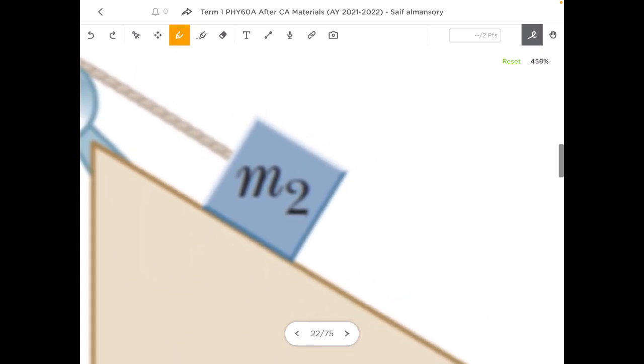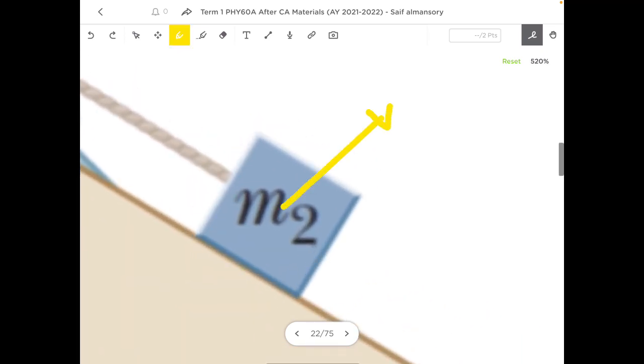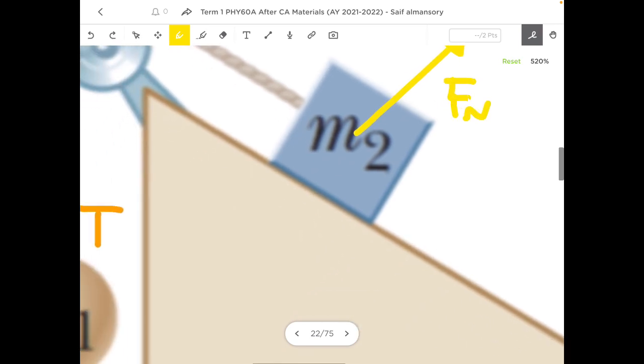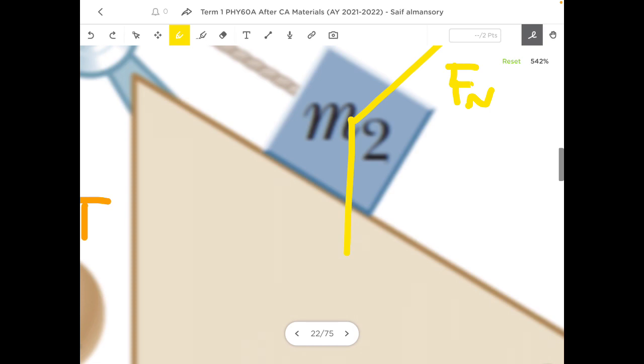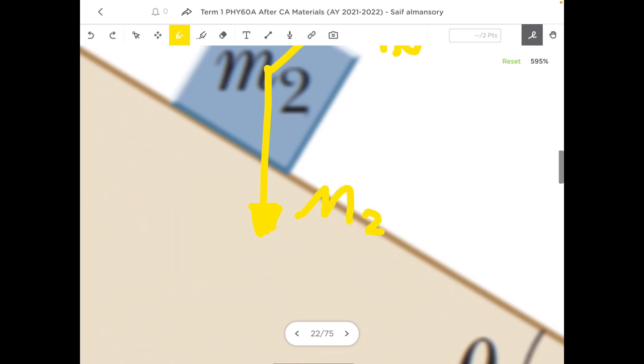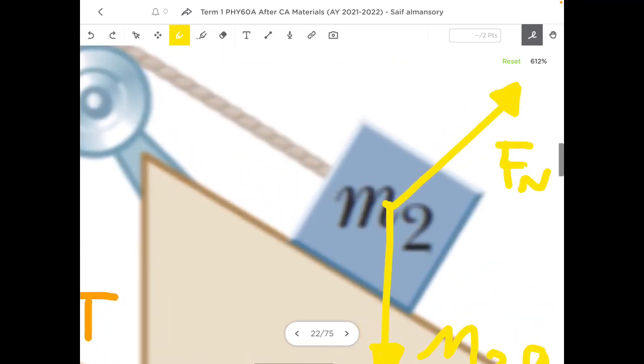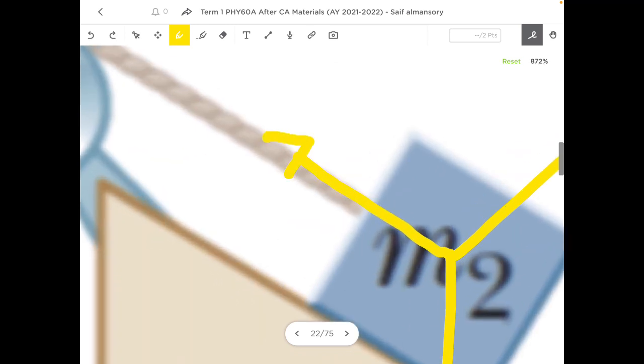And the free body diagram for m2. The normal force is always perpendicular to the surface, F normal, and the mg is always downward. Don't forget to label it m2g. And also here is the tension.